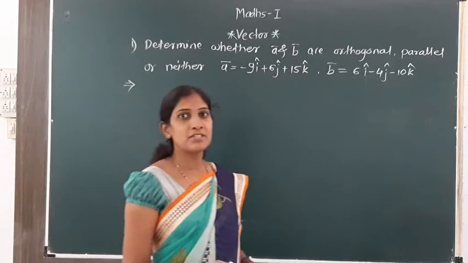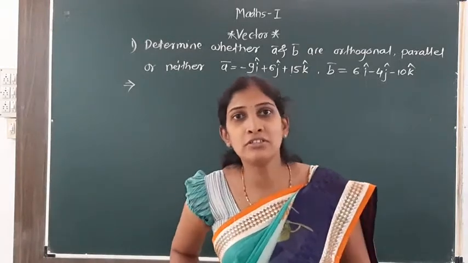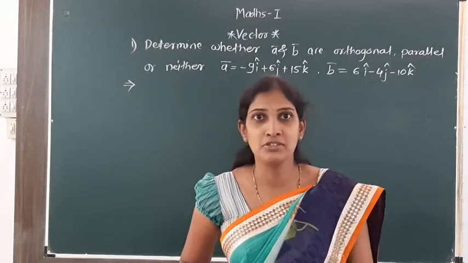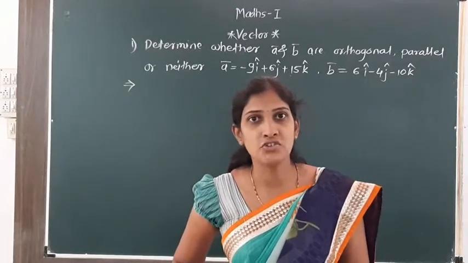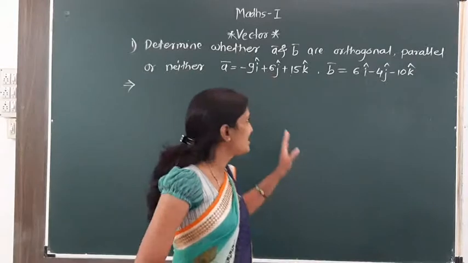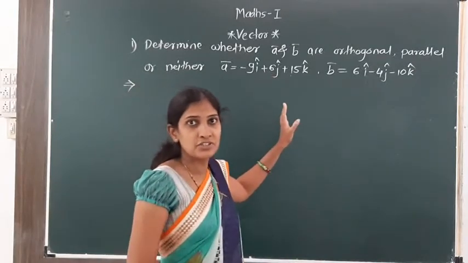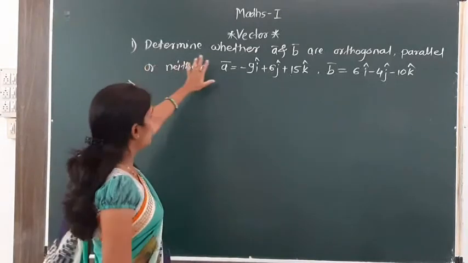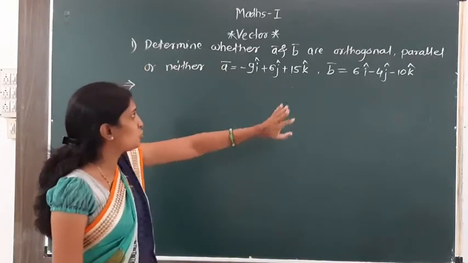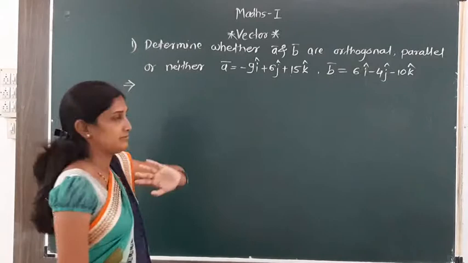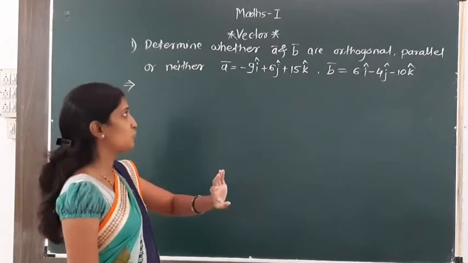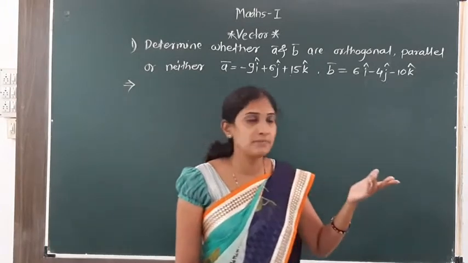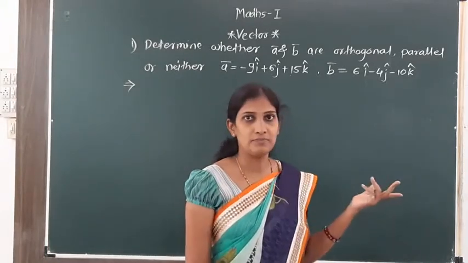These examples based on direction ratios and direction cosines are usually asked in MCQs or the CET examination. They are very simple concepts, you just have to study. Determine whether A bar and B bar are orthogonal, parallel or neither. We have to determine whether these two vectors are orthogonal. Orthogonal means perpendicular.